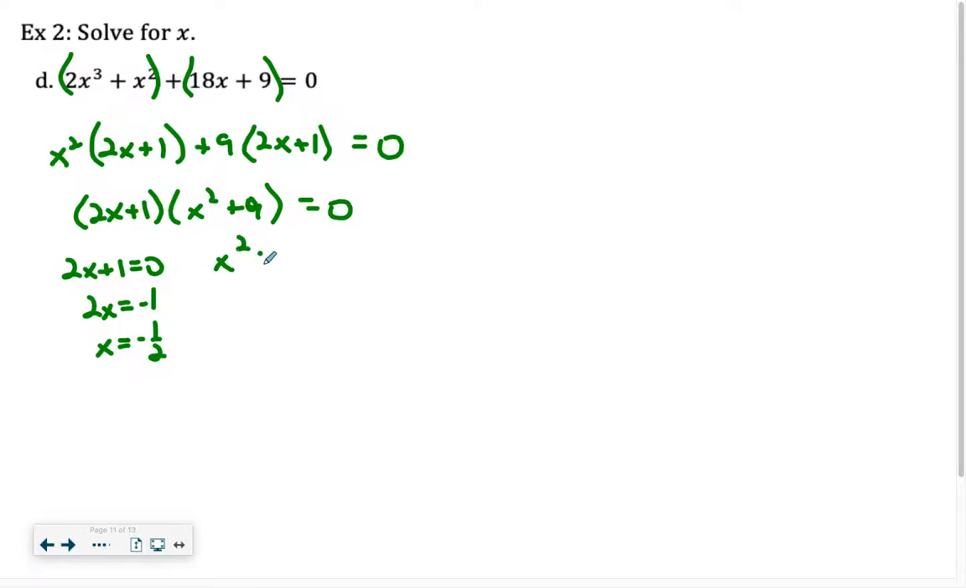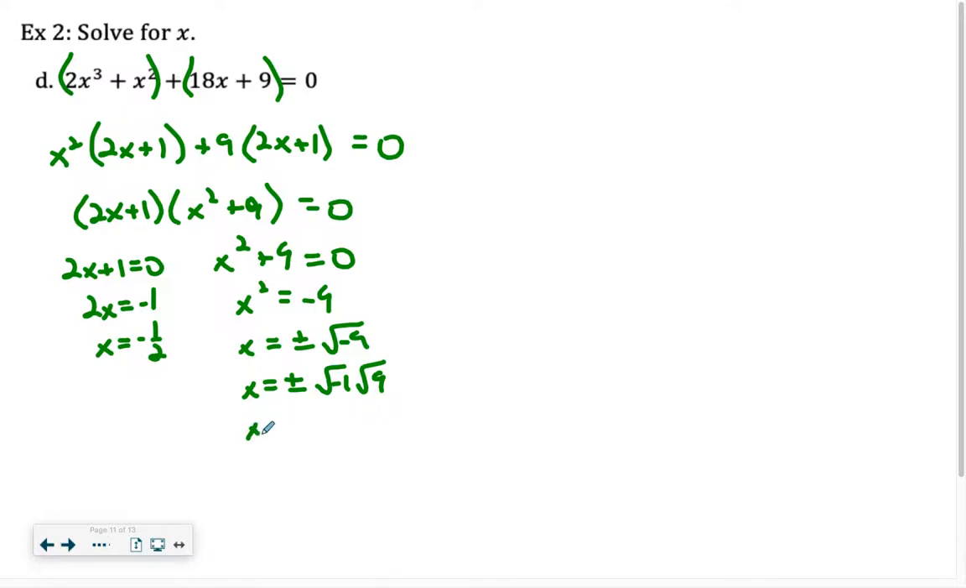Then I've got x squared plus 9. I'll subtract the 9 over, take the square root, and we'll get x equals plus or minus the square root of negative 9, which we can simplify, right, into the square root of negative 1 times the square root of 9, which would get me i and 3. So this would just be plus or minus 3i. So we get three roots, negative 1/2, negative 3i, and positive 3i.